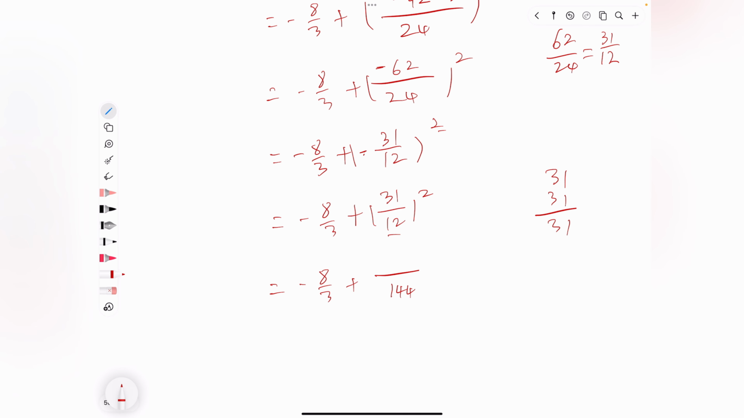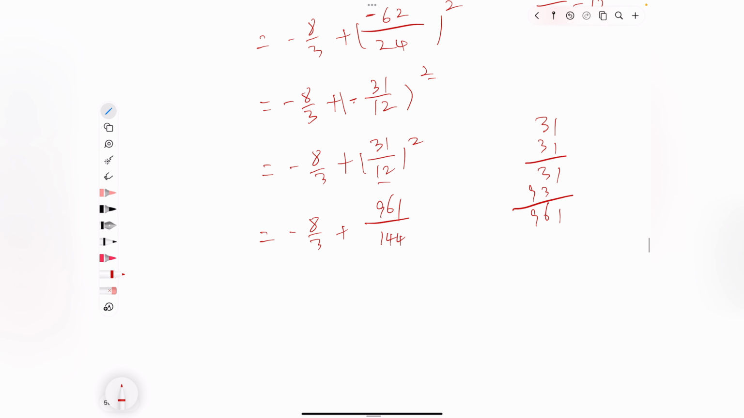31 squared is 961. Then we can just add these up. Then the final result is 1 over 144.